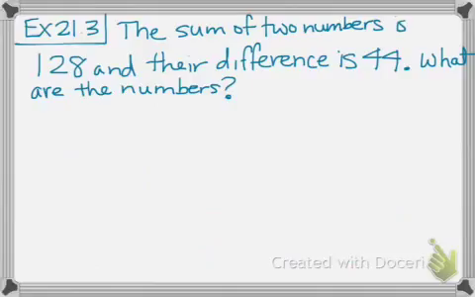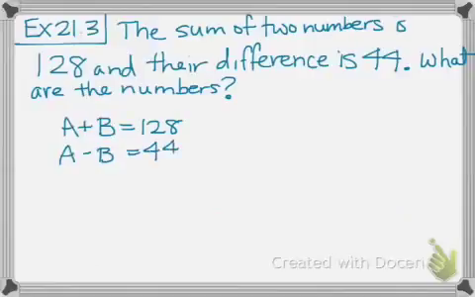We'll do another problem like that. The sum of two numbers is 128 and their difference is 44. What are their numbers? So the sum is 128 and the difference is just subtracting. So A minus B equals 44. So now I have two equations, and these two equations look like they would best be solved by using elimination. So that's what I'll do.